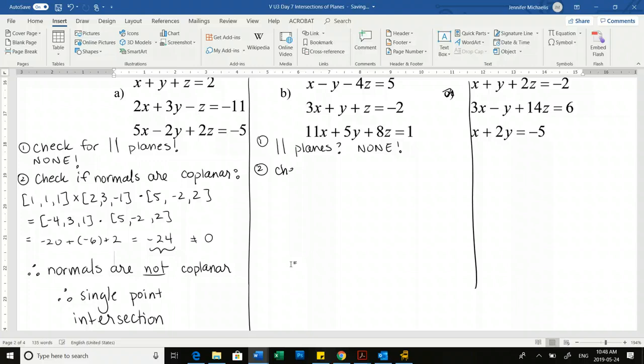Now we're going to check for coplanar normals. Okay, so we're going to do triple scalar product here. So we are going to do 1, negative 4, and negative 4 crossed with 3, 1, 1. And then we're going to dot it with 11, 5, 8.